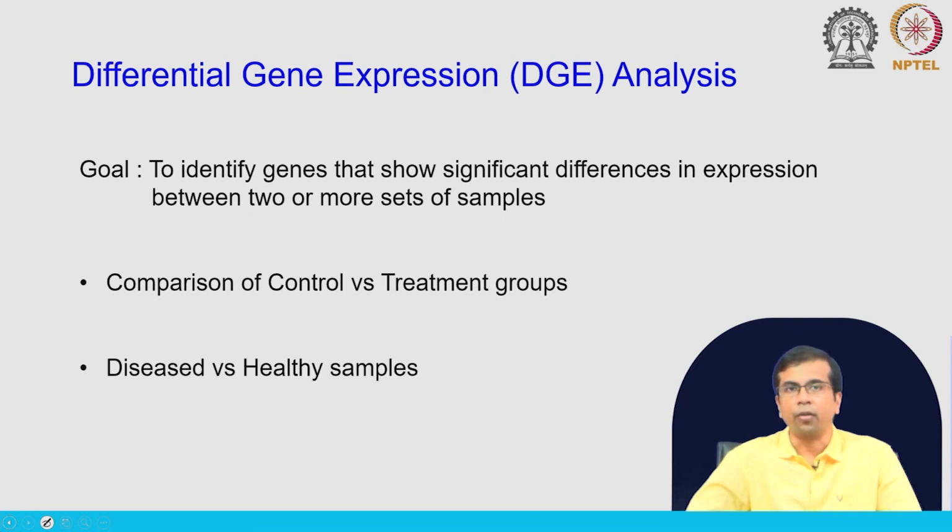We can also do this kind of analysis for disease versus healthy samples. Let us say we have a disease tissue, and the most common example that we use is the tumor tissue. So we have tumor samples and then we have healthy samples. We can compare the transcriptome of tumor versus normal samples, and we can identify genes that show difference in expression in tumor cells. This will again tell us about the biology of the tumor, how the tumor progresses and how all the stages are developed.